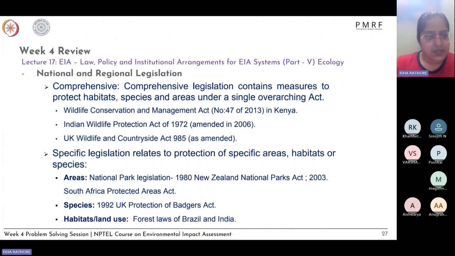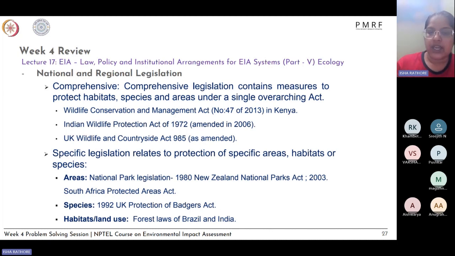Then we also have specific legislation which relates to protection of specific areas, habitats, or species only. For areas, you have the National Park legislation of 1980, the New Zealand National Parks Act of 2003, and the South African Protected Areas Act. These give legislation or measures to protect certain areas which are identified in the legislations themselves. Then for certain species, there is the 1992 UK Protection of Badgers Act. So it protects the species of badgers only.